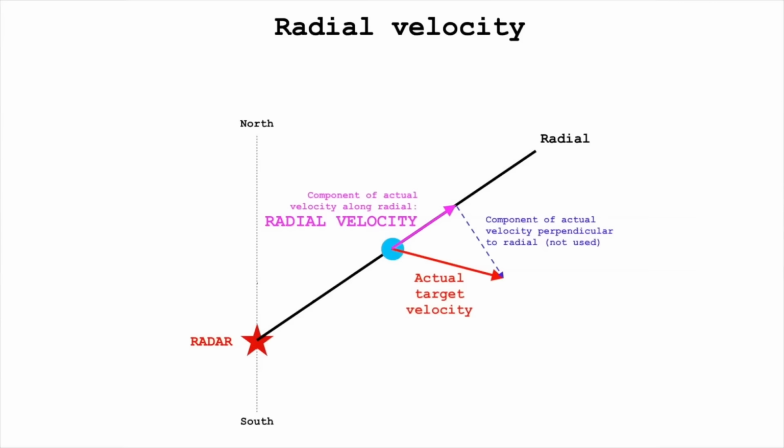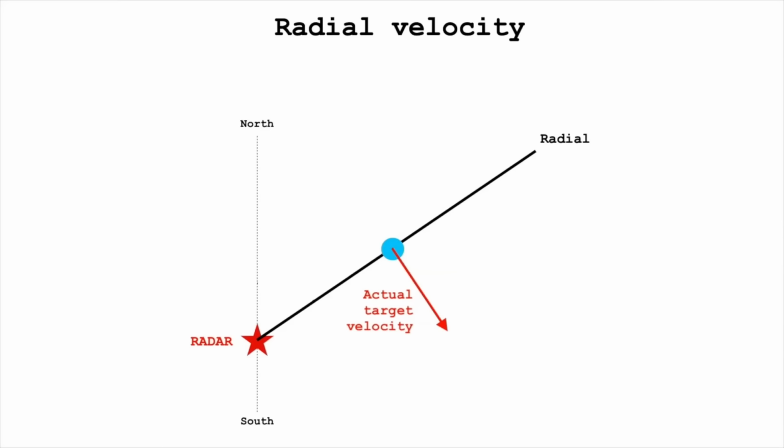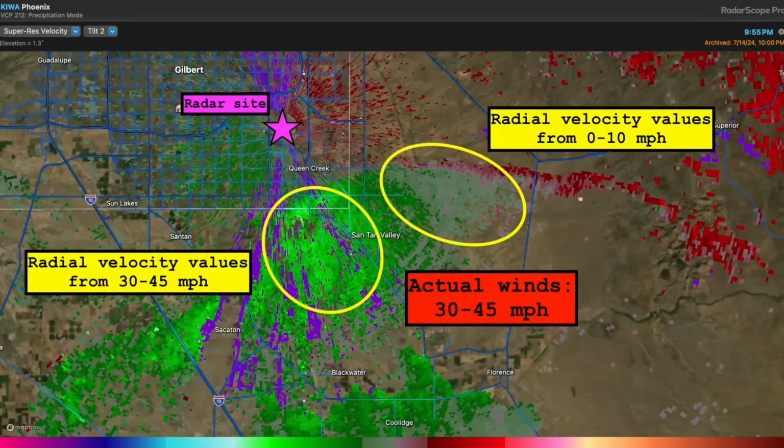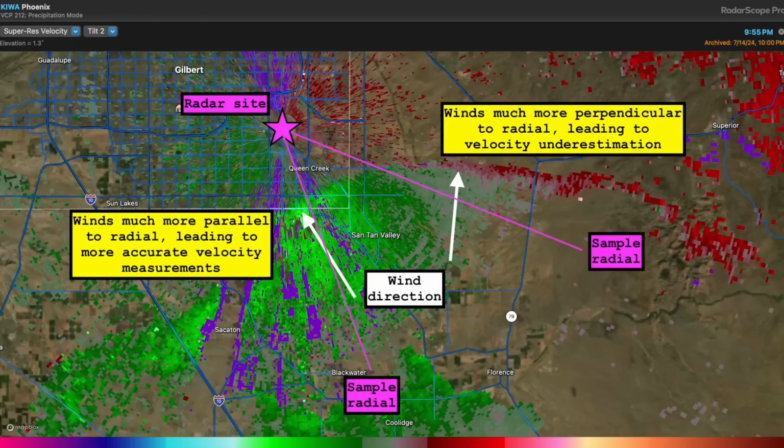Finally, remember that the greater the angle between the radar beam and the target's motion, the less the portion of the target's actual velocity that will be sampled, and the less the radial velocity will be. If a target is moving perfectly perpendicular to the radar beam, its radial velocity will be 0. So, if you're analyzing an intense storm complex that you think might be producing damaging straight-line winds, but don't see any evidence of damaging straight-line winds on radar, check to see if the winds are blowing more perpendicular to the radar beam. With these notes in mind, let's get into some signatures that can accompany damaging winds on radar.